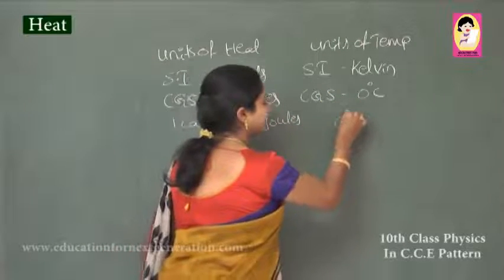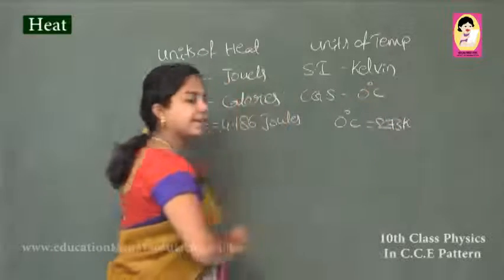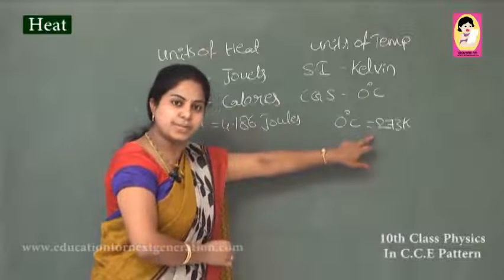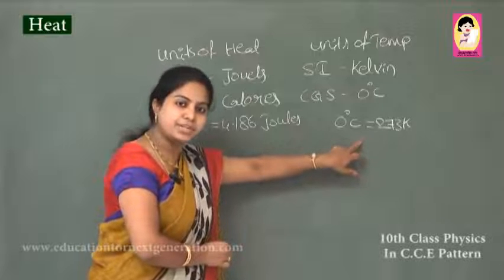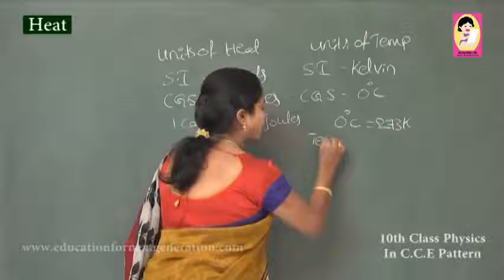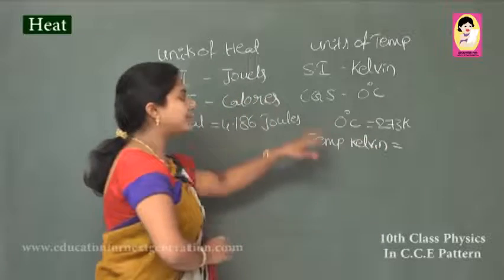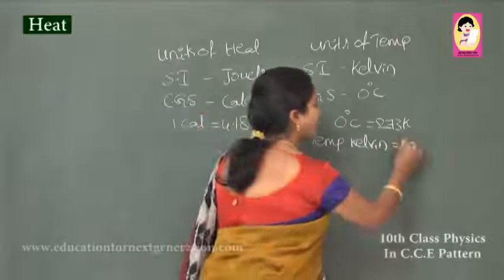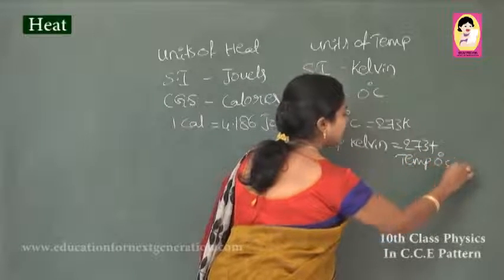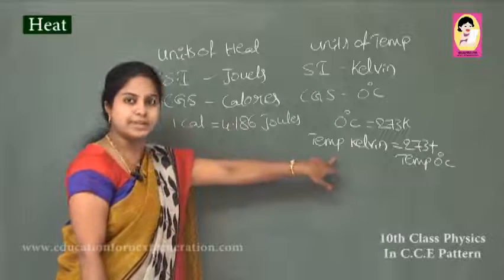The relation is 0 degree centigrade is equal to 273 kelvins. If the temperature scale is measured in terms of Kelvin, then that temperature is known as absolute temperature. So temperature in Kelvin can be converted into temperature in degree Celsius, and for the reverse, we take 273 plus the temperature in degree Celsius. Then degree Celsius can be converted into kelvins.